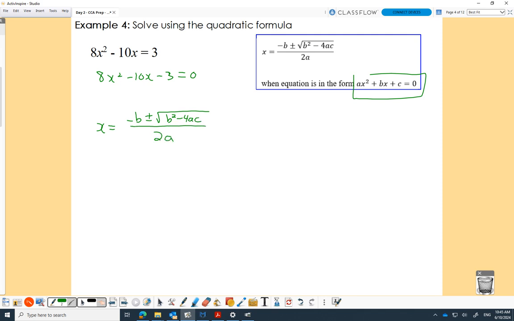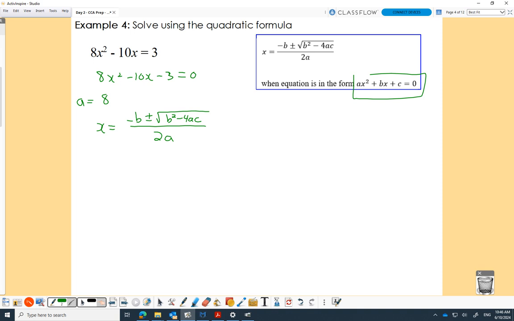It says x equals negative b plus or minus the square root of b squared minus 4ac, all over 2a. But the question is, what's a, b, and c? Easy as 1, 2, 3. Well, what is a in this question? Yeah, the 8. It's the coefficient on x squared. That's where, right from the beginning, I started calling it a. And everybody's like, why are you calling it a?